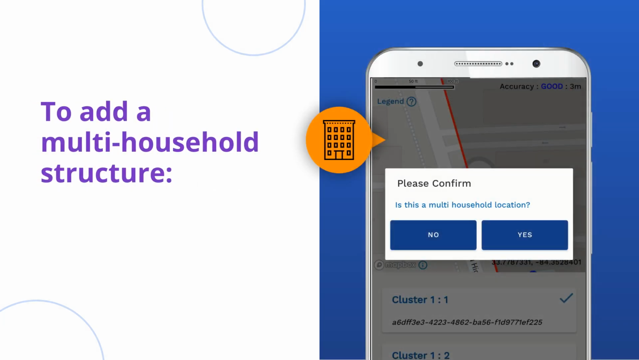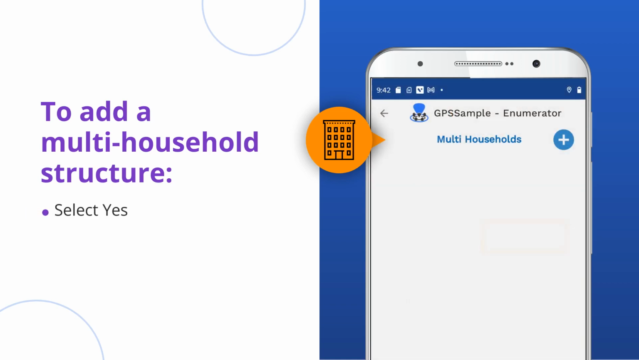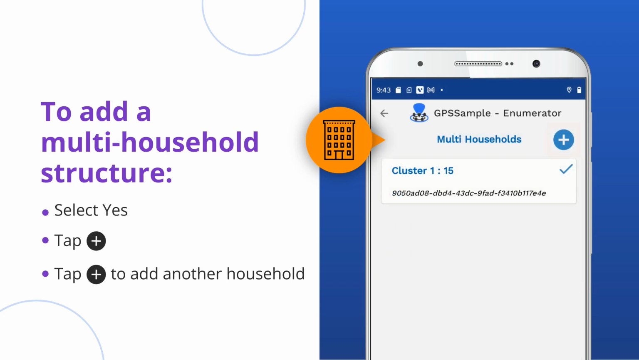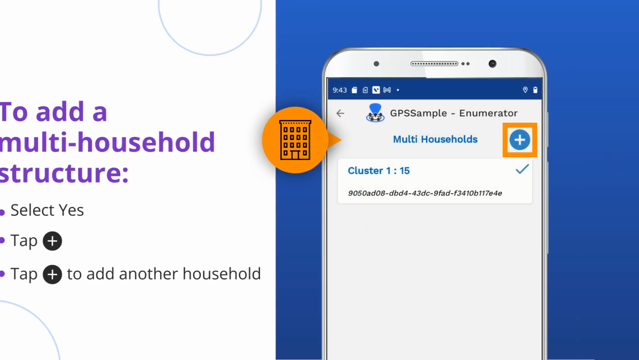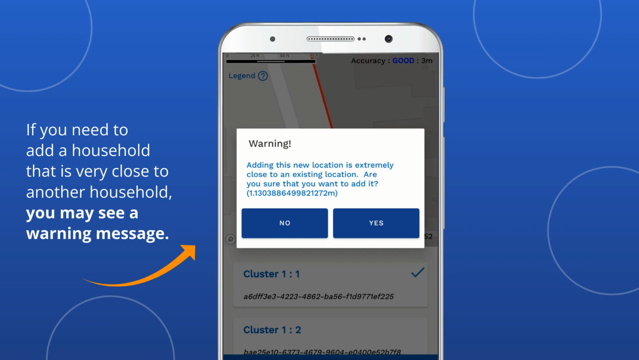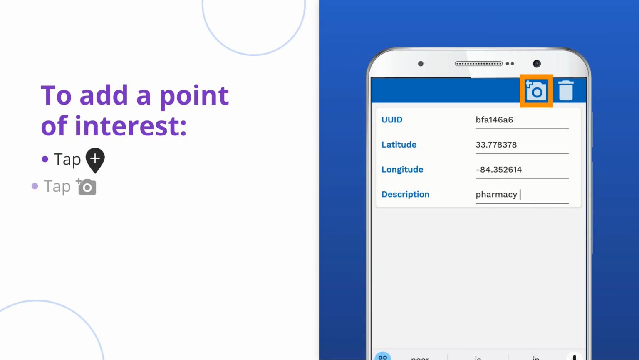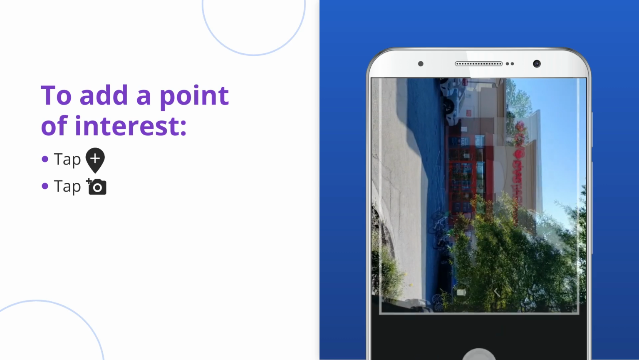To add a multi-household structure, such as an apartment building, answer yes to the first question. Then tap the plus icon at the top of the screen to add a household. You can add as many households as needed by pressing the plus icon. If you need to add a household that is very close to another household, you may see a warning message. Select Yes, and you can add the household. To add a point of interest, tap the Add Location icon. Then tap the camera icon to add a picture.